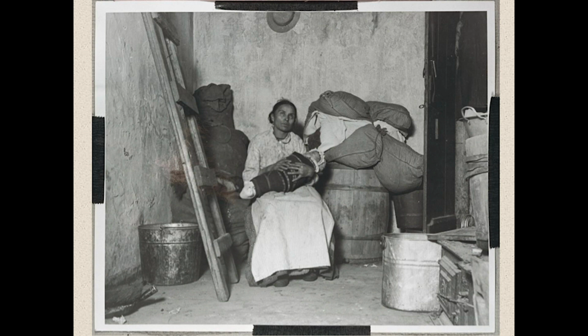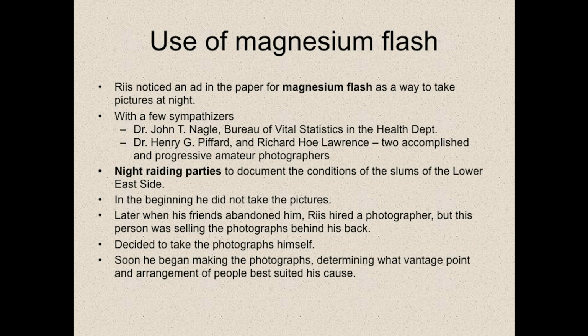So how did Riis get into these places and take photographs so you can see what was going on? He began to use magnesium flash. Riis noticed an ad in the paper for magnesium flash as a way to take pictures at night. With a few sympathizers, a Dr. John Nagel, Bureau of Vital Statistics in the Health Department, and a Dr. Henry Piffard, and another fellow, two accomplished and progressive amateur photographers, they formed night raiding parties to document the conditions of the slums of the Lower East Side.